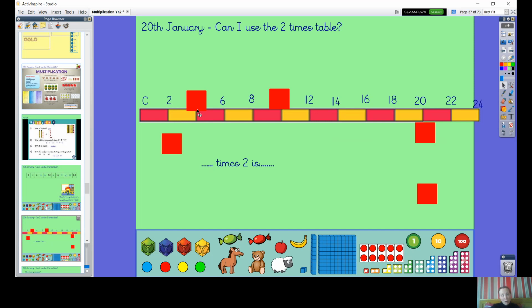So, if you'd like to pause the video and have a go at saying 1 times 2, 2 times 2, 3 times 2, and then maybe see if you can jump about and work it out. If an adult's helping you, they could maybe help as well.